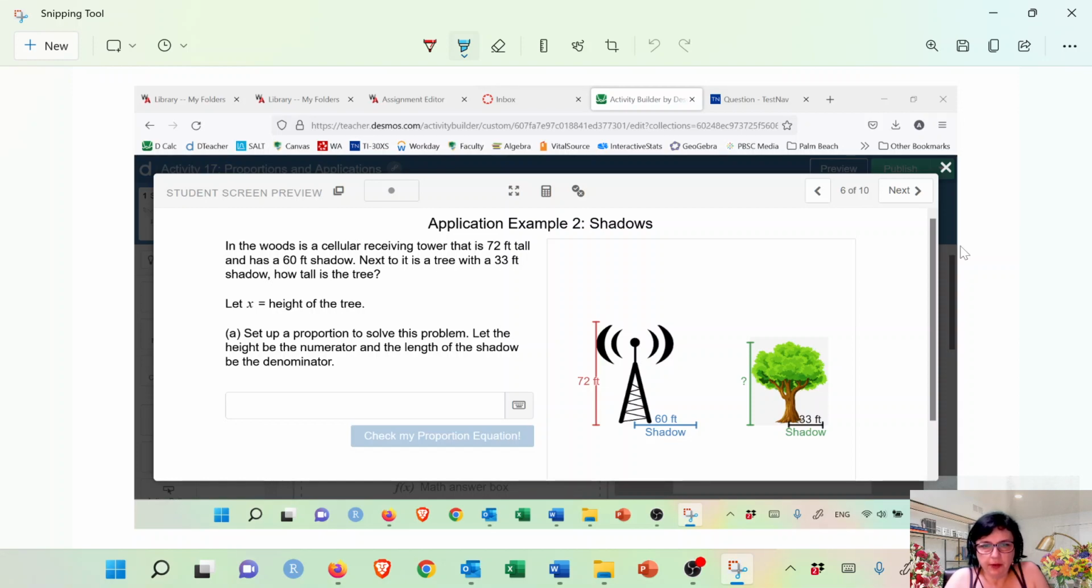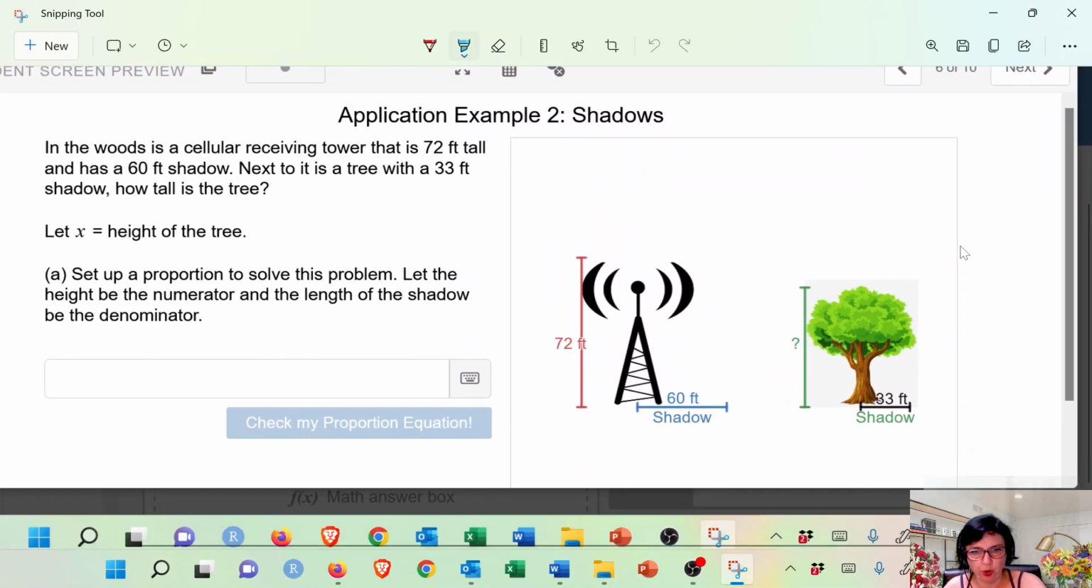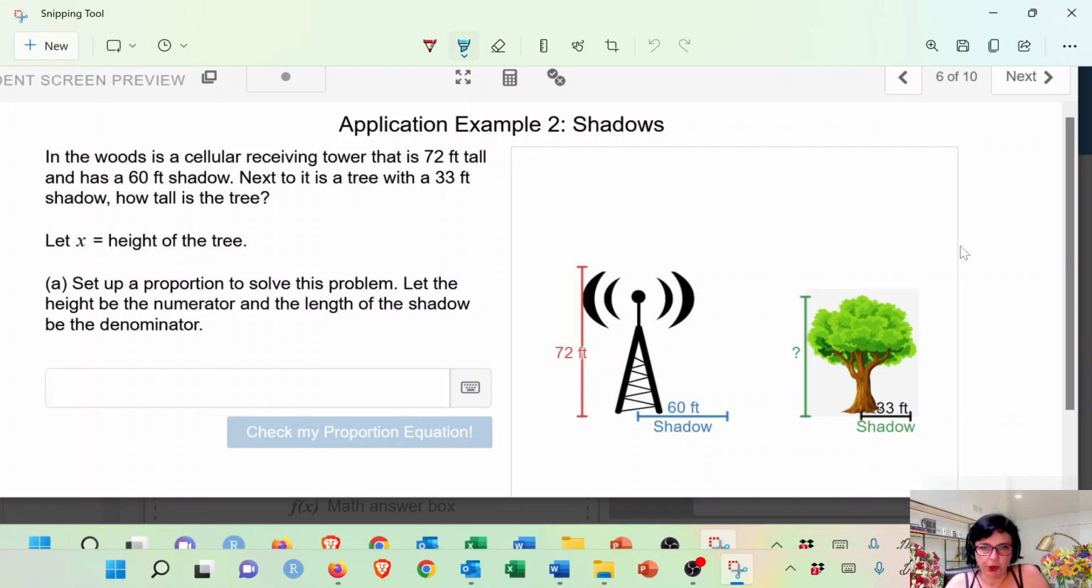Okay, guys, in this video, we're going to look at some of our application problems. One of the ones that you are very frequently going to see is the shadows example. I took a screenshot so I can draw on my screen and show you what's what here. Imagine you have a tower, and the tower is 72 feet tall, and you can measure the shadow, and the shadow is 60 feet. Okay, so that's not that hard.